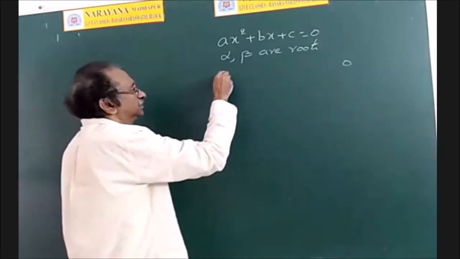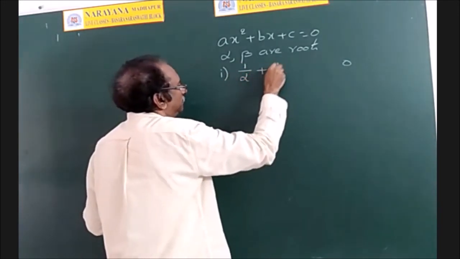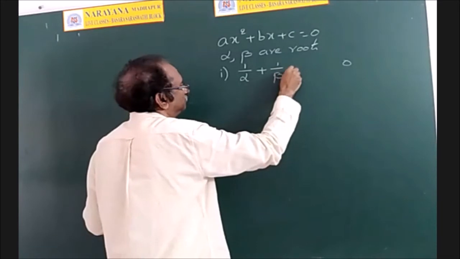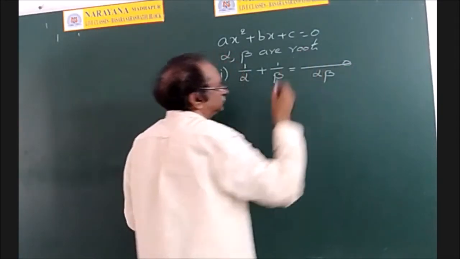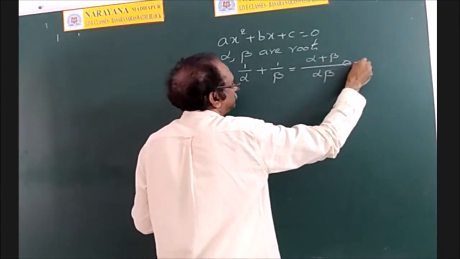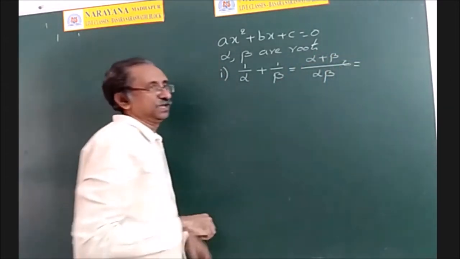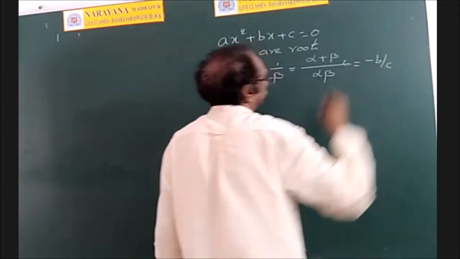And after that, suppose some other expressions are given. Suppose 1 by alpha plus 1 by beta. What is this? This can be written in terms of a, b, c. LCM is alpha beta, numerator is alpha plus beta. That is minus b by a by c by a. We will get minus b by c.